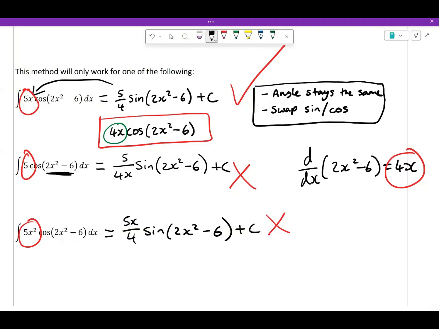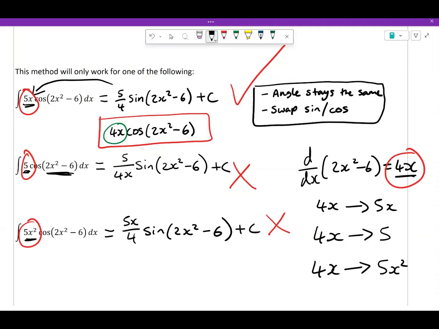So we are comparing the 4x over here to the 5x in the very first question. The 4x would then be compared to the 5 in the next question, and then the 4x would be compared to the 5x squared in the very bottom one. And if we do our comparison, the power of x here is 1, the power of x here is 1. Therefore, we'd have to multiply by a numerical value. So that one's a tick, which makes sense, given what I figured out earlier.